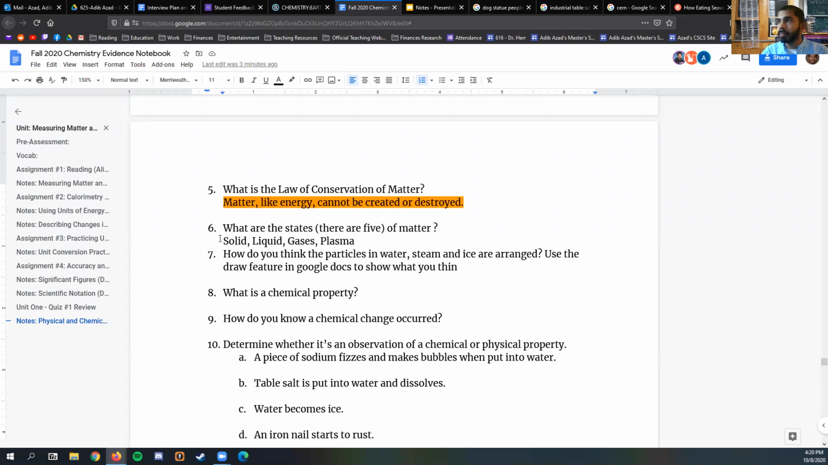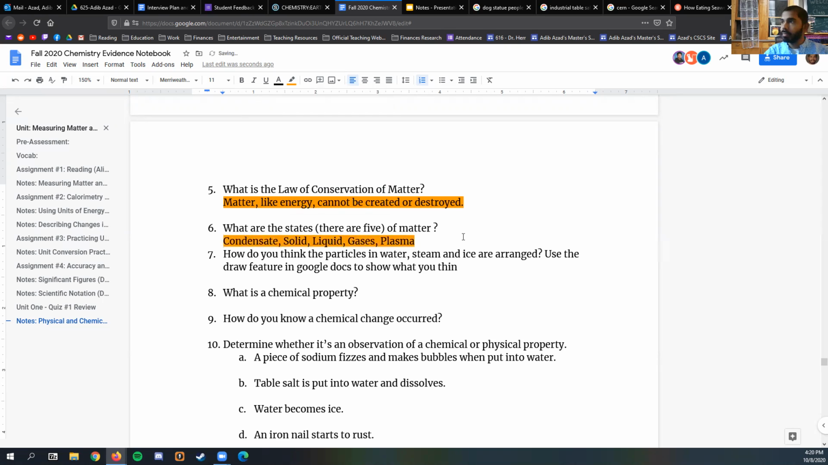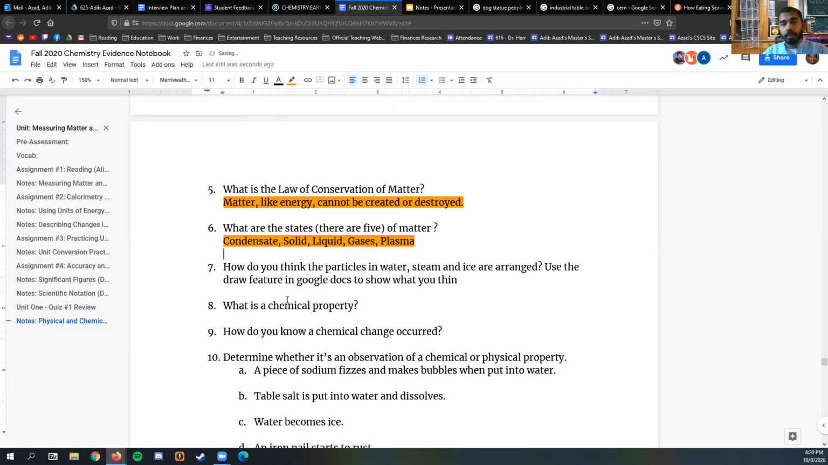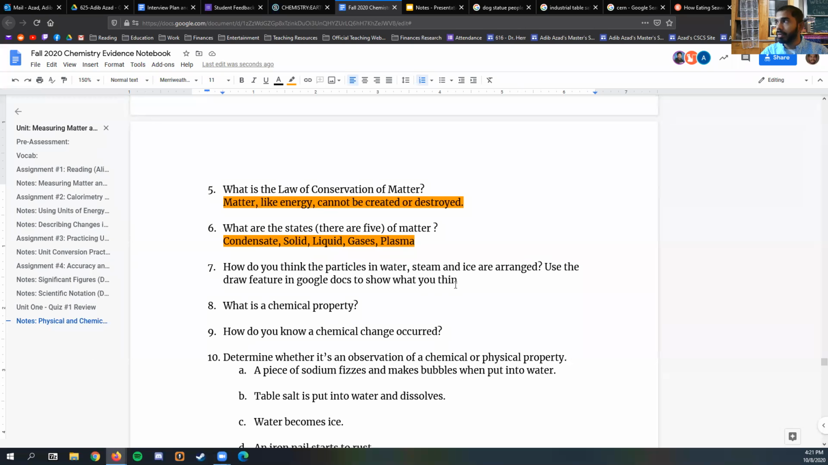But to get back to our assignment, our notes. Condensates are our 5th type of matter, and it's just here mostly to round out the states of matter. Now, for number 7, we're talking about the particles in water, steam, and ice. How are they arranged? Well, you just want to be able to draw something similar to this. And so use the draw feature in Google Docs to show what you think.